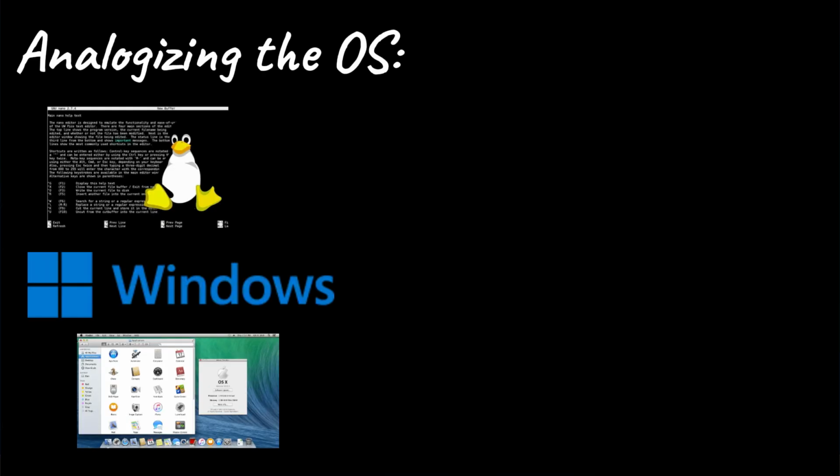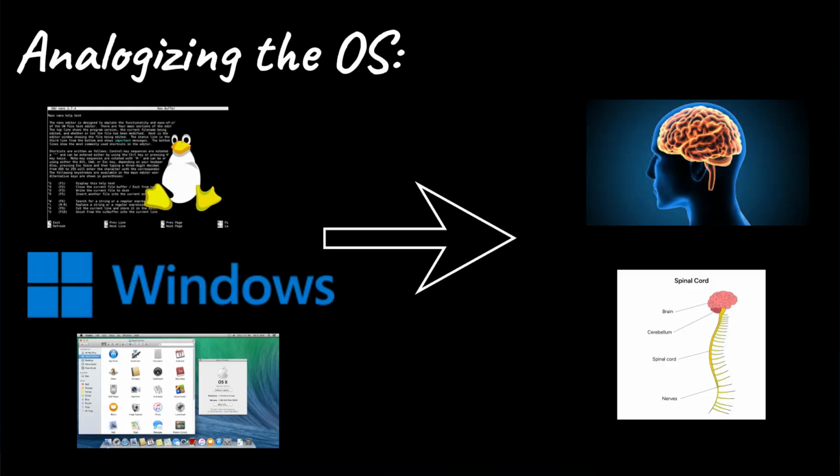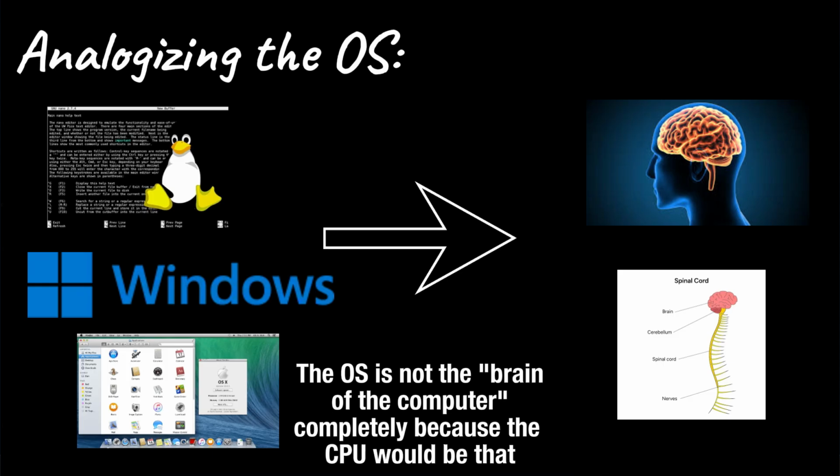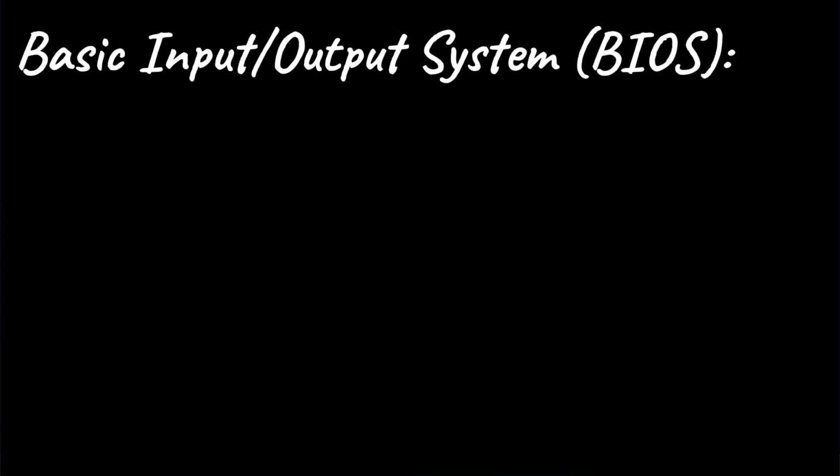Now, in terms of our human body, the OS can be comparable to our central nervous system or your spinal cord and brain. However, it's important to keep in mind that it isn't completely like the brain. As we said, the CPU is more of the brain than the OS. However, let's move on to BIOS, or your basic input-output system.